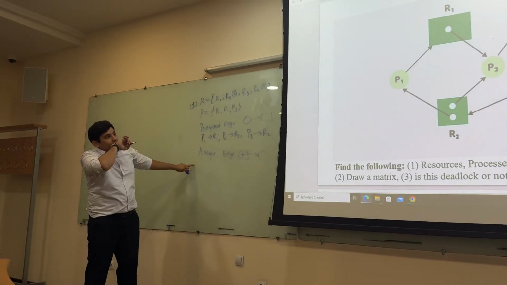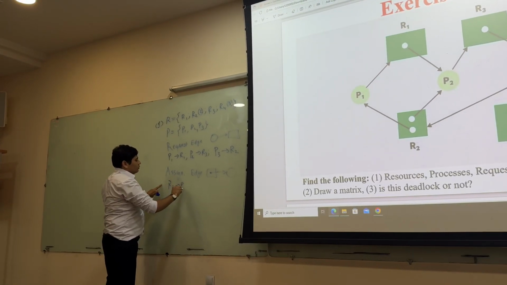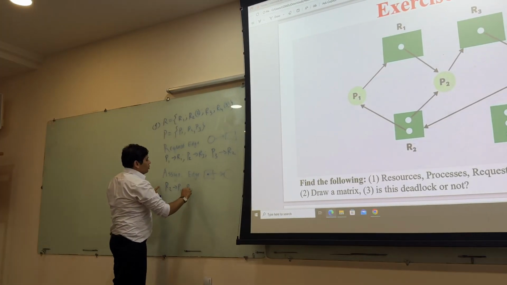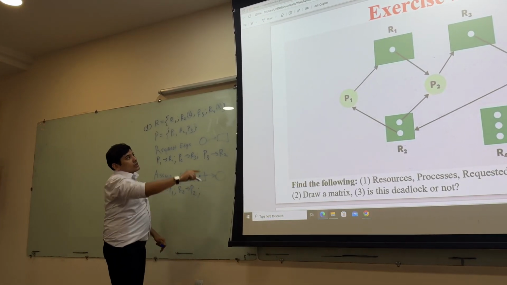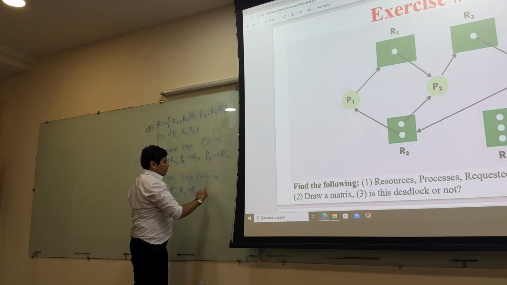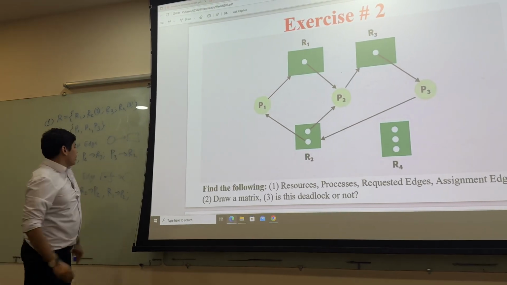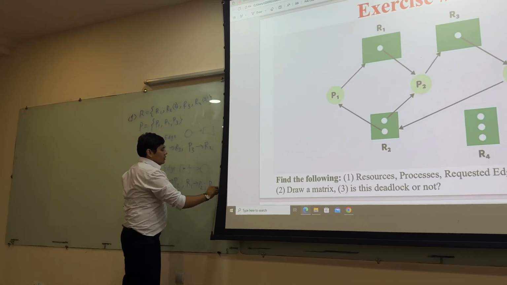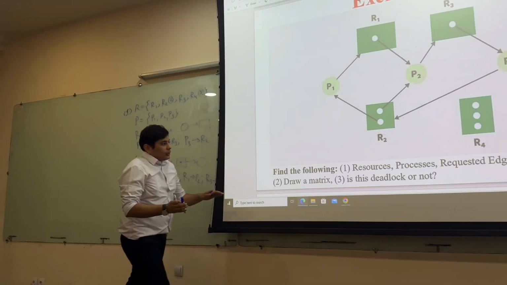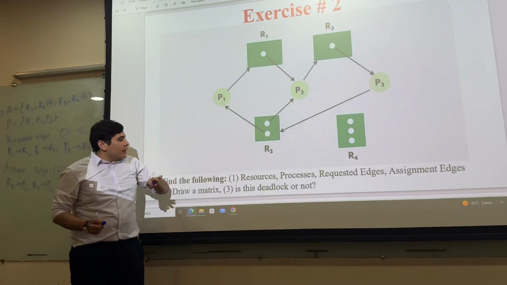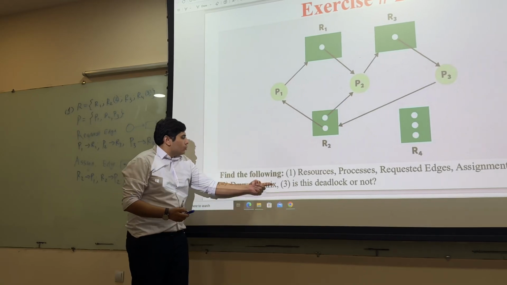Let's write down the assignment edges: R2 to P1, R2 to P2, the next one R1 to P2, the next one R3 to P3. That's it. So basically we solved the first part of the problem. Do you guys have any questions from here? Okay, now to draw the matrix.